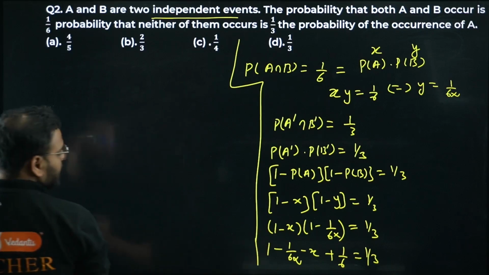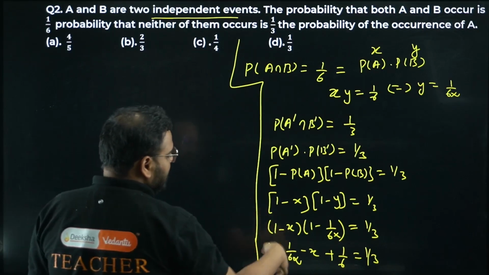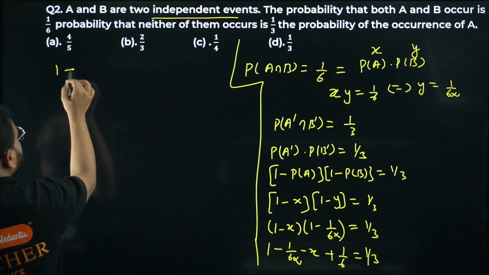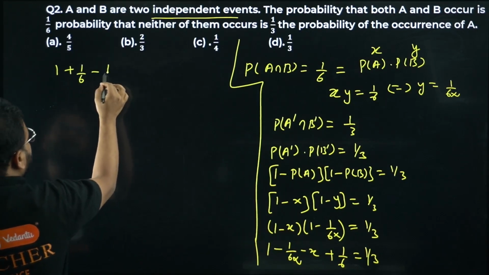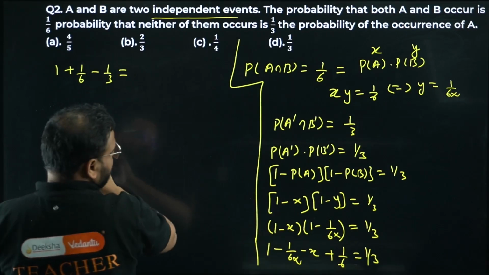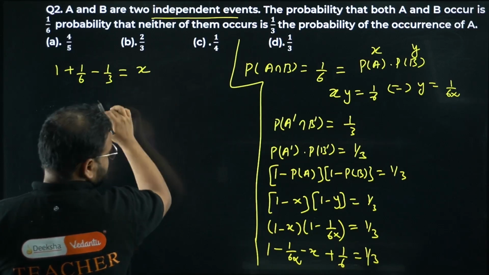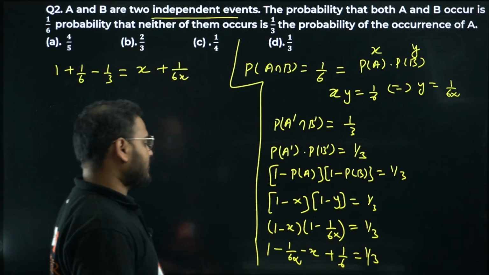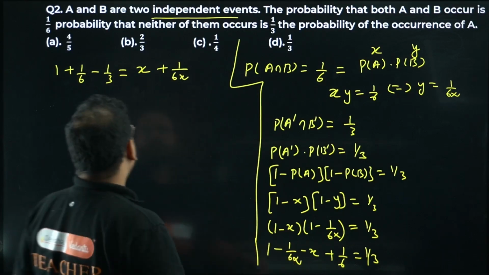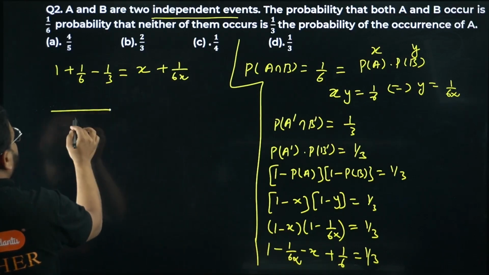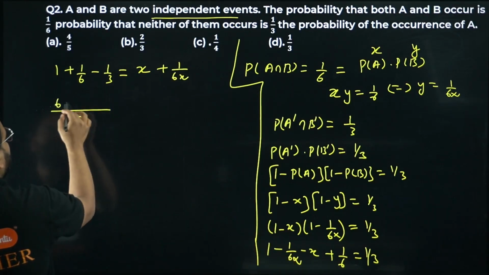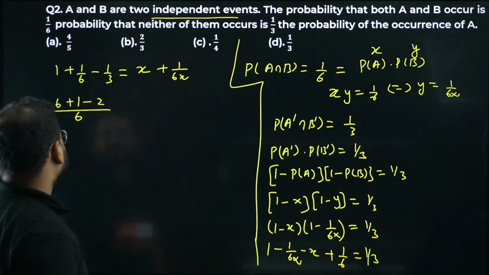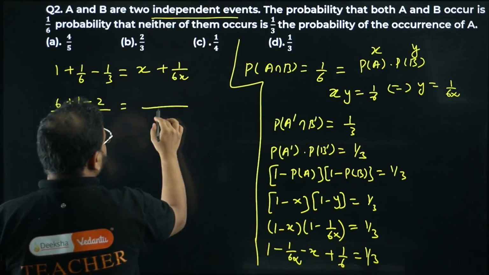Yeah. So I'll keep the numbers on this side and bring the variables on the other side. Okay. So I'll have 1, then I have 1/6, then I have minus 1/3 equals to, please check, it becomes x plus 1/6x. Okay, great. Take LCM over here, we get 6 now. We get here 6 plus 1 minus 2, I guess. Yeah, over here LCM will be 6x again.